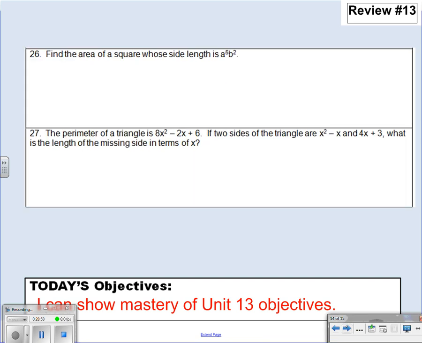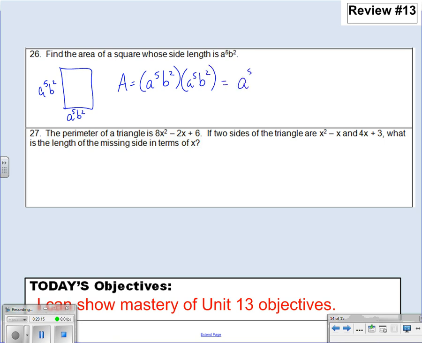26, find the area of a square whose side is a to the 5th b squared. If it's a square, all sides are equal. So to get area, we're going to multiply both together. A to the 5th, b to the 2nd. A to the 5th, b to the 2nd. So we have a to the 5th times a to the 5th, b squared times b squared. A's are together. Add the exponents, we have 10. B's are being multiplied. Add the exponents, we have 4. So our area is a to the 10th, b to the 4th.